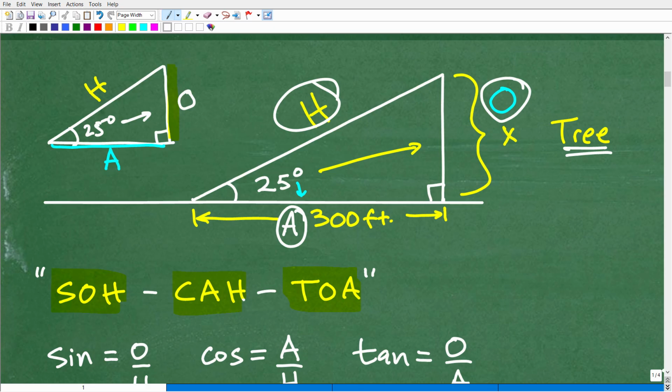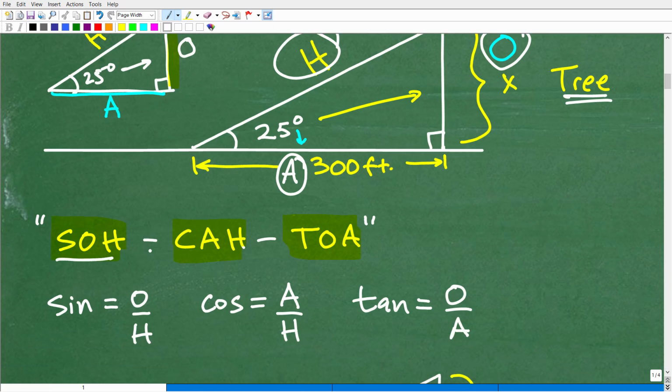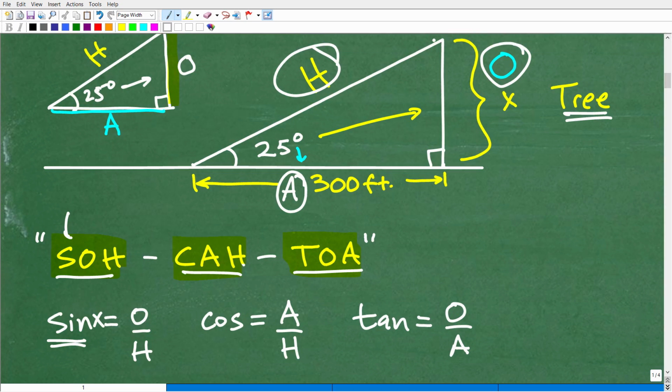So let's talk a little bit more about this SOHCAHTOA. This is a little phrase that helps remind us what the sine, cosine, and tangent are equal to. We call these trigonometric ratios. So the sine of an angle, sine x, is equal to the opposite over the hypotenuse. So in this particular triangle, if I had this opposite side and the hypotenuse, and I divided them, that would be the sine of that angle.